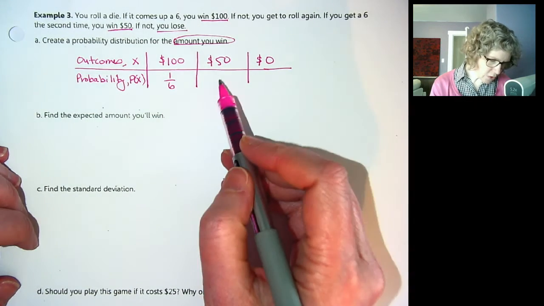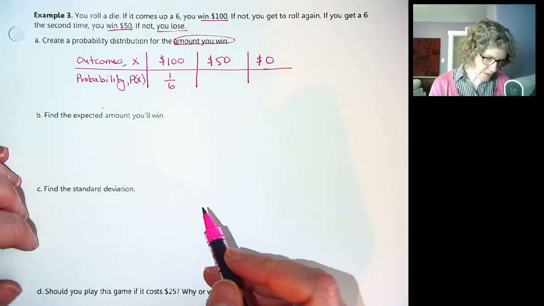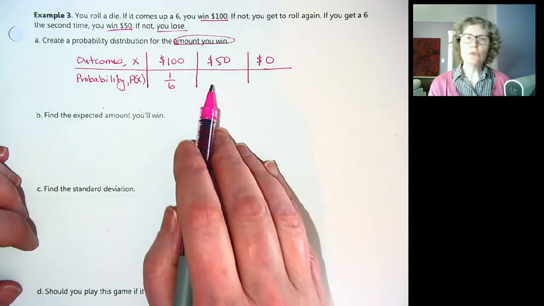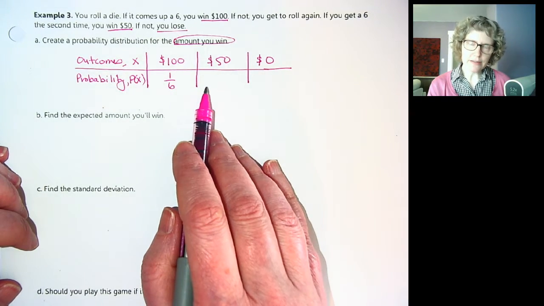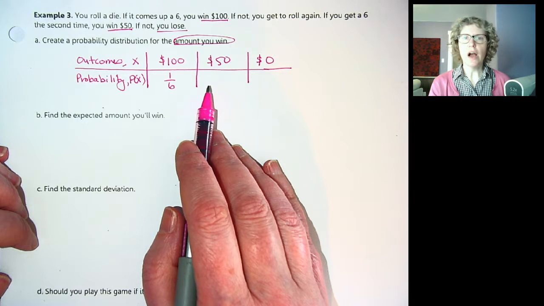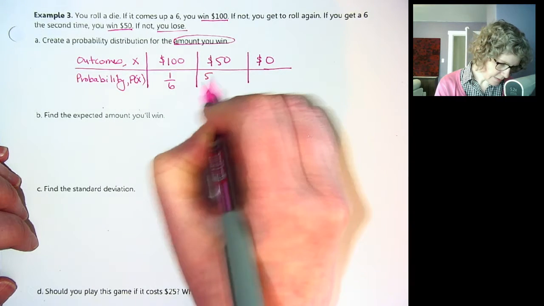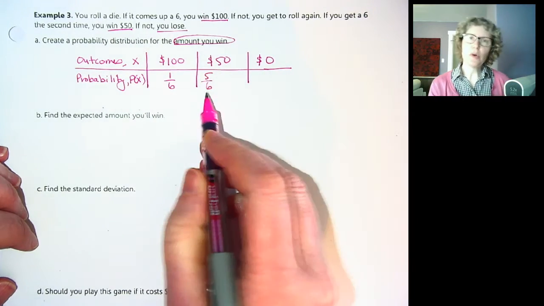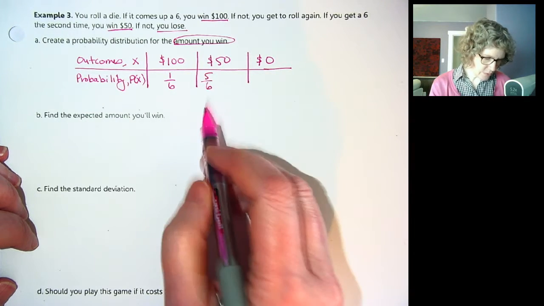If not, we get to roll again. And if we get a 6 the second time, we win $50. Okay, so for this one, we're rolling 2 times. First, we would have to not get a 6 the first time. So what's the chance of that? The chance of not getting a 6. Well, it would be everything except this, right? So 5 out of 6. That means we got a 1, 2, 3, 4, or 5. We didn't get a 6. So there's 5 ways to do that.